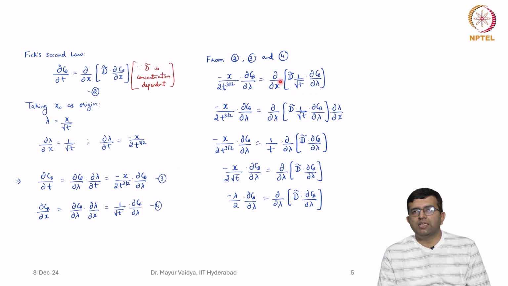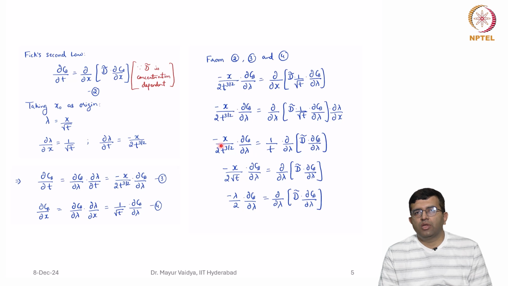Now what do we do with this x? Again we substitute ∂/∂x as ∂/∂λ into ∂λ/∂x. So again ∂λ/∂x I should write as 1 by root t, and here there is also 1 by root t. So root t into root t comes out. Remember, this is only a differential in lambda. So what I have is minus x by 2 t to the power 3 by 2 into ∂Cb/∂λ is equal to 1 by t times ∂/∂λ of D tilde ∂Cb/∂λ.